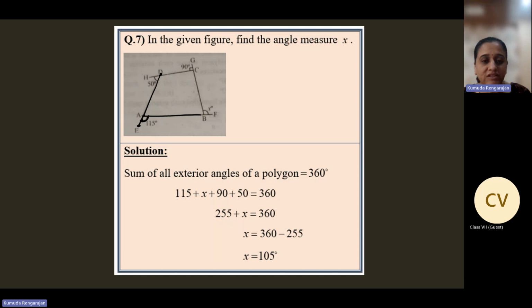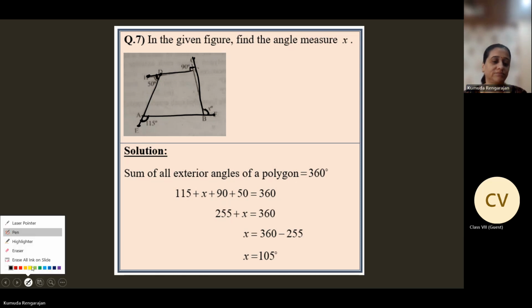Similarly, the side AB is produced to F, and this exterior angle is formed. The side BC is produced to G, and this exterior angle is formed. The side CD is produced to H, and this exterior angle is formed.